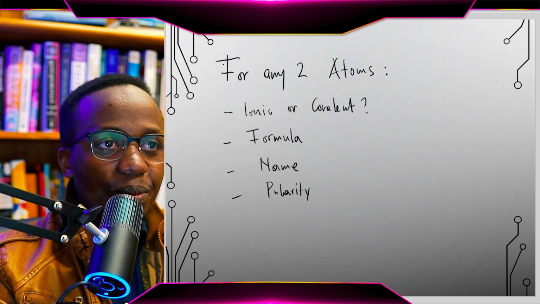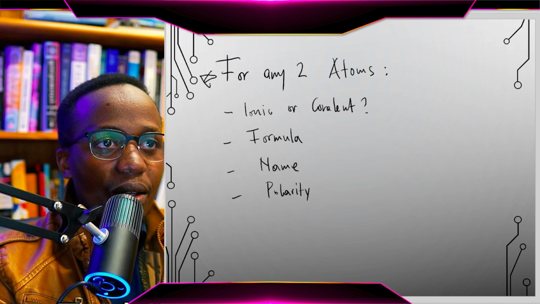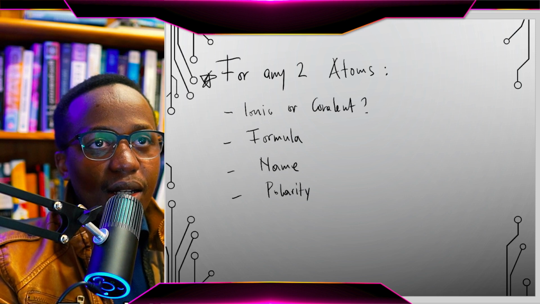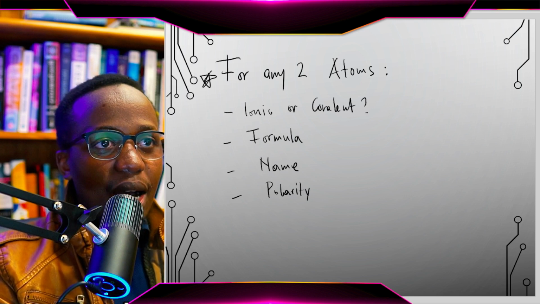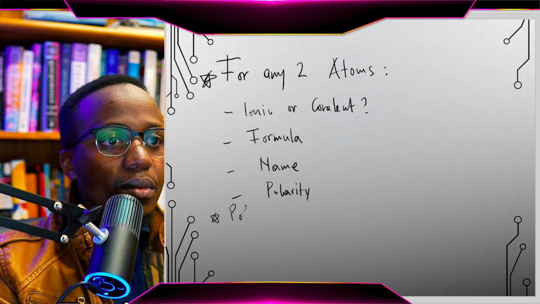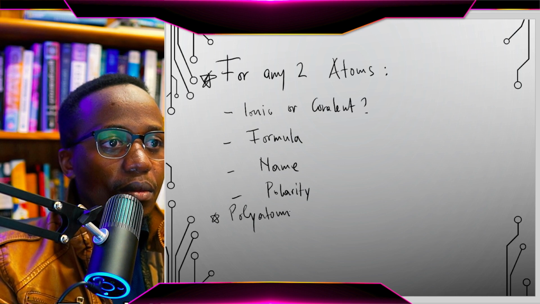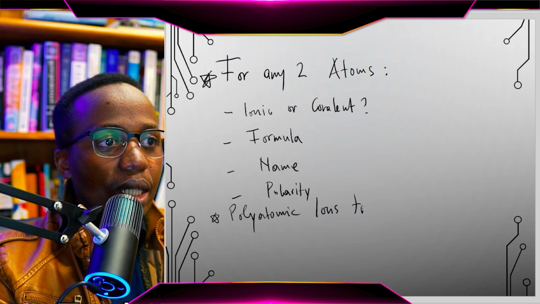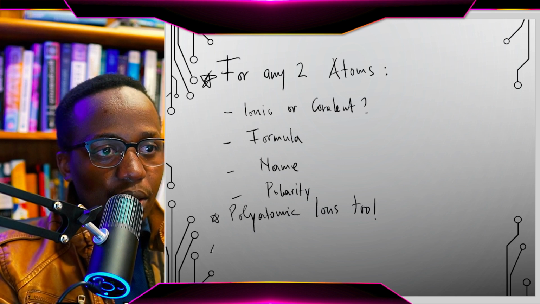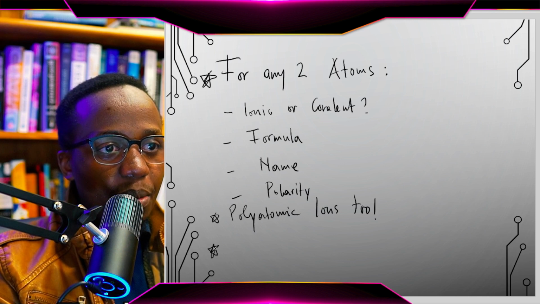And also, so this is number 1. For any two atoms, you should be able to know that. And you have to remember polyatomic ions too.